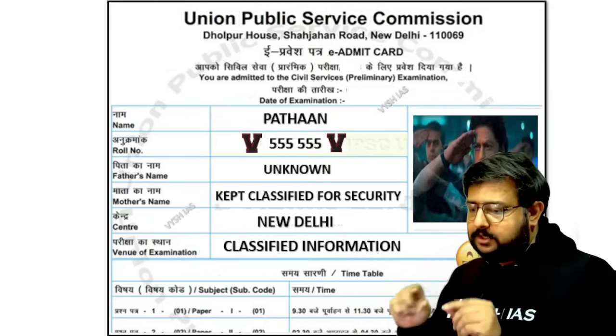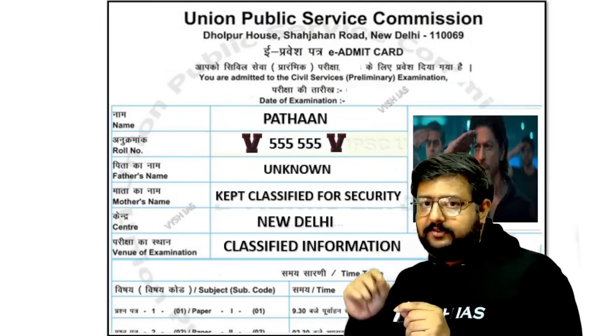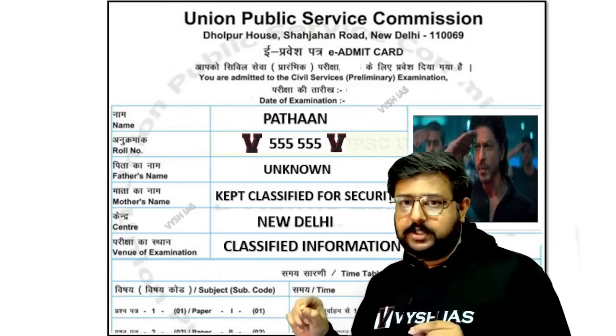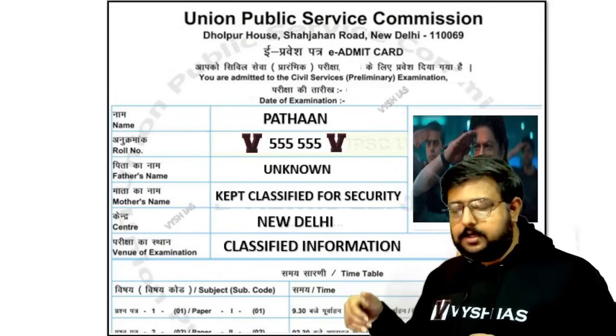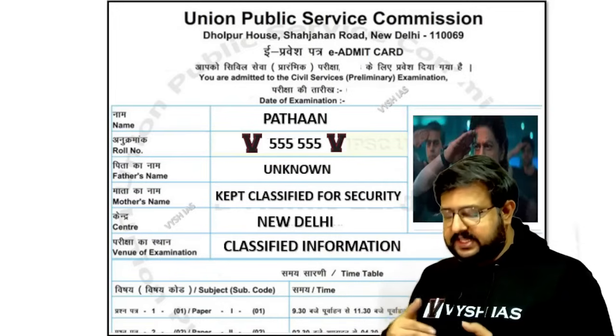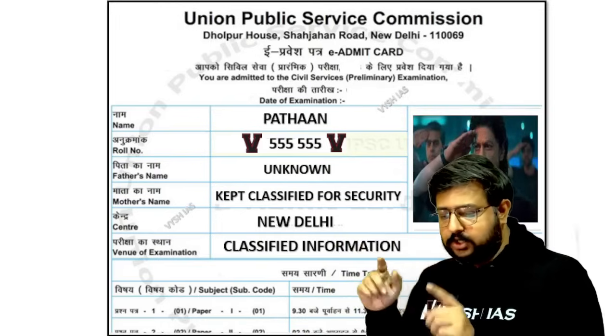This is a little old format. In the new one, if Aadhaar card is what you gave while filling the form, that Aadhaar card number also will be printed on this hall ticket. So these things will come, and paper 1 is 9:30 AM to 11:30, and then there will be a 3-hour gap. Then 2:30 to 4:30 you will have your CSAT paper. Everything will be mentioned.